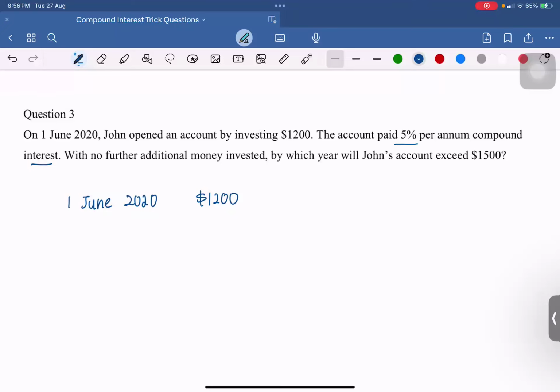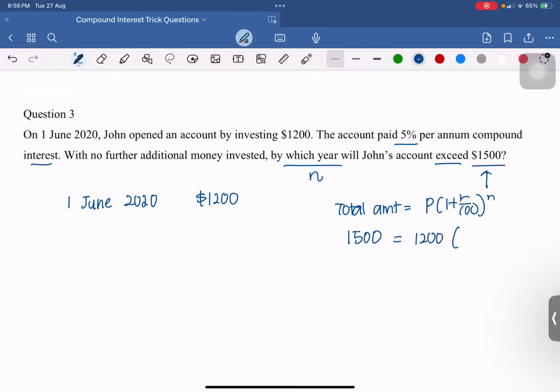Then they ask you by which year, meaning you are actually finding the number of years, right? Will the account exceed the number? But did they actually give me the total amount over here? They never give me a total amount. They only tell me that this amount of money must exceed this one. So normally students will put total amount equals P bracket 1 plus R over 100 to the power n. Then they try to say, oh, I exceed 1,500. So let me find 1,500, see whether it works or not.